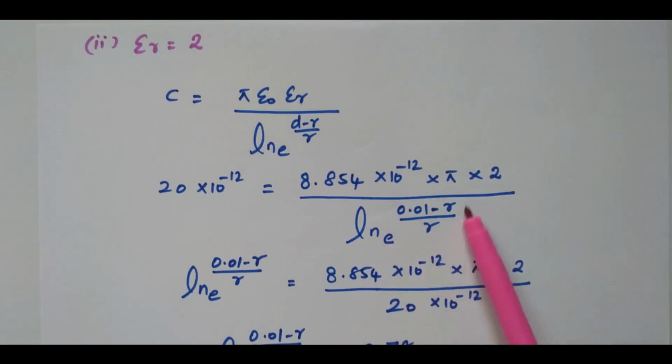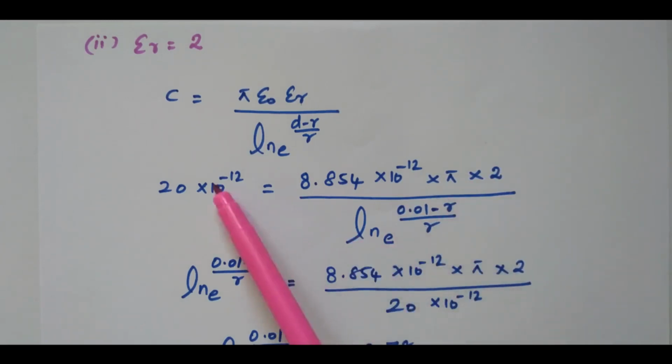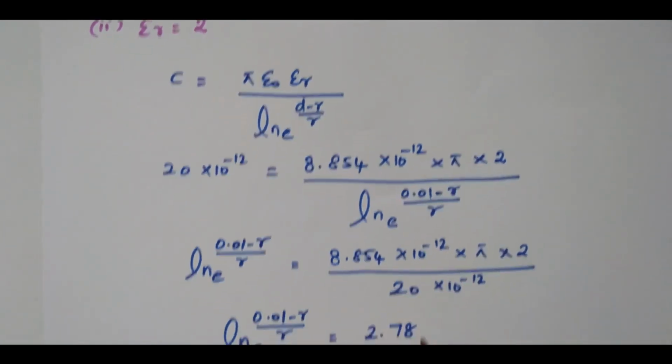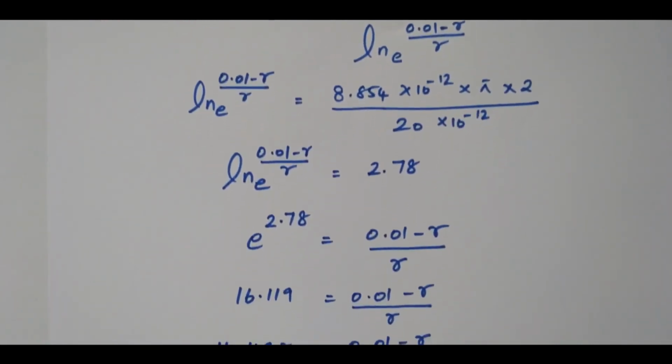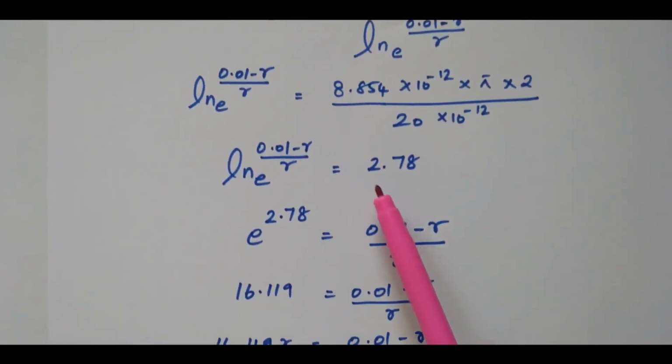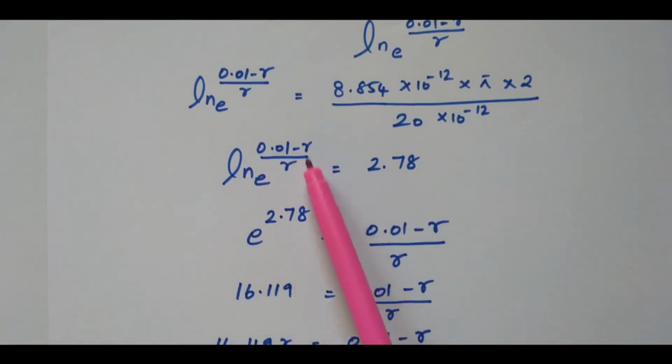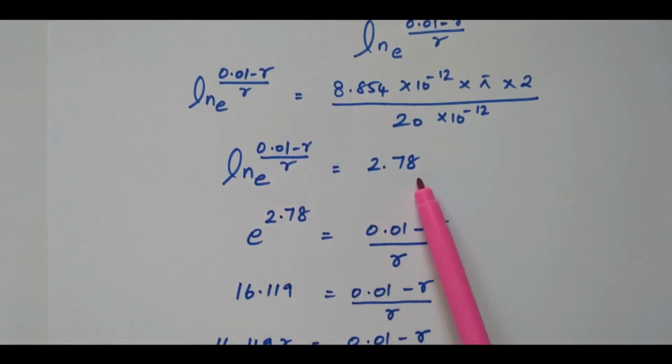This value is not known, so exchange these two values. Bring this value in the numerator, bring this value in the denominator, so that log of (0.01 minus R) by R equal to this value. Now we can simplify this. While simplifying, what we got: log of (0.01 minus R) by R equal to 2.78.